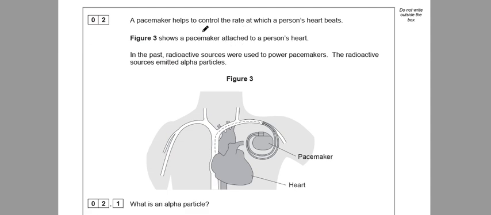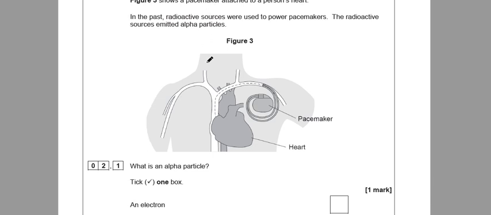A pacemaker helps to control the rate at which a person's heart beats. Here is its image. In the past, a radioactive source was used to power the pacemaker. The radioactive source emitted alpha particles. Okay.